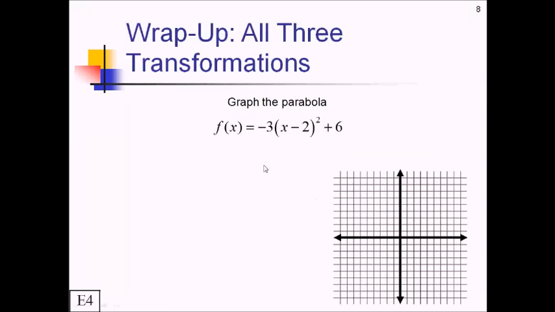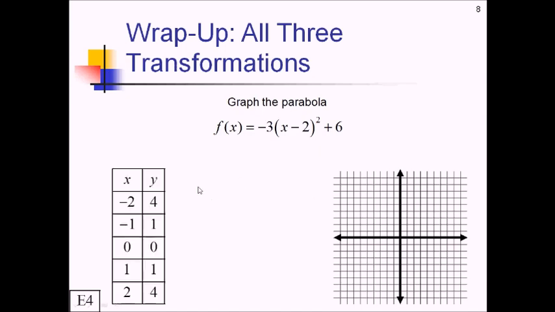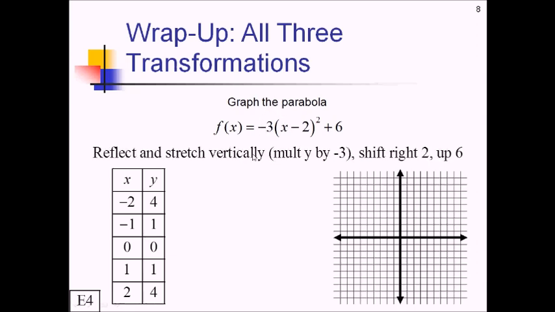And now here we are, final boss battle. We've got everything going on in this parabola. So here's our parent function, and now just to sum up what we have going on, we've got a reflection with this negative out here. We've got a stretch with a 3, so we're multiplying the y values by -3. We've got a shift right of 2, so adding 2 to the x's, and an upshift of 6, adding 6 to the y values.